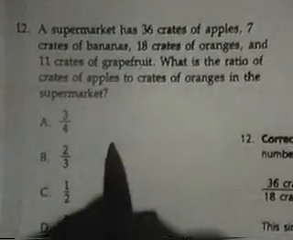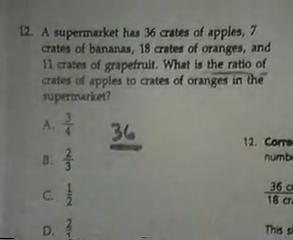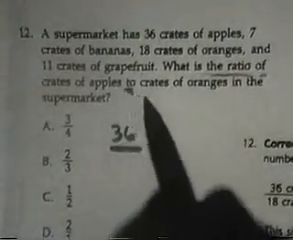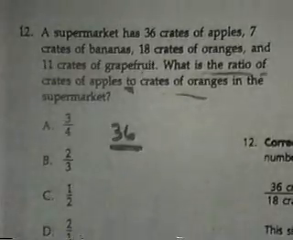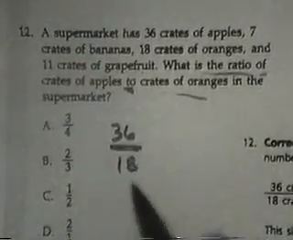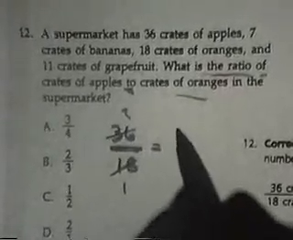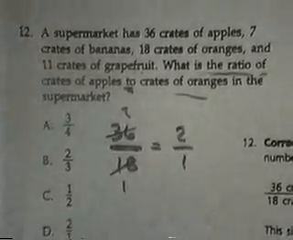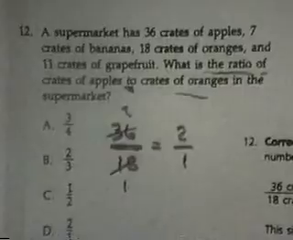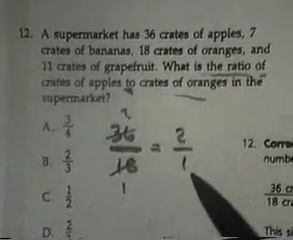Well, that's simple. Just ratio. That simply says put one number over the other number. What is the ratio of crates of apples? Well, crates of apples, 36, to crates of oranges, which are 18. Dividing 18 into each, 18 of that 1, 18 of that 2, so the ratio is 2 to 1.